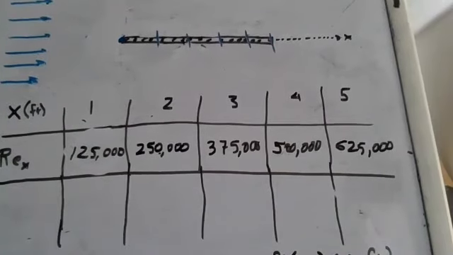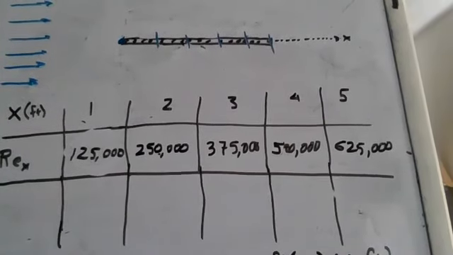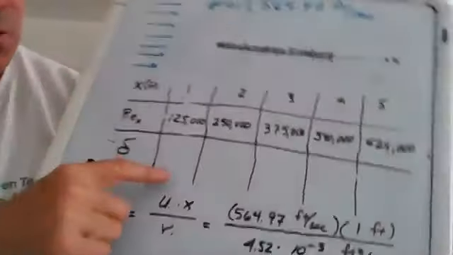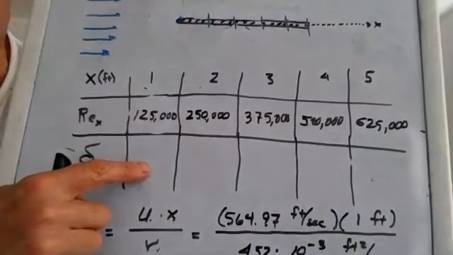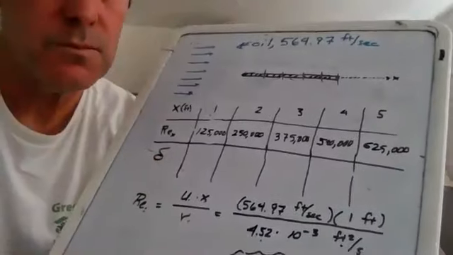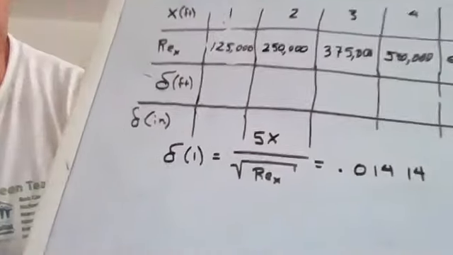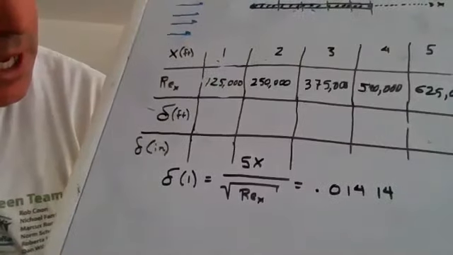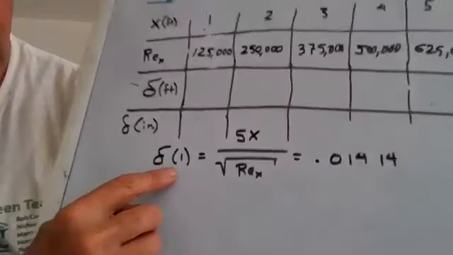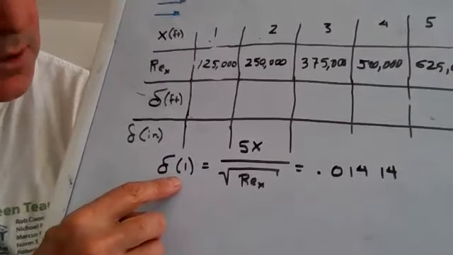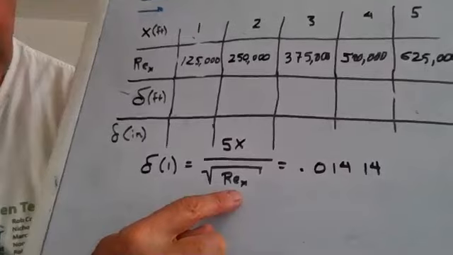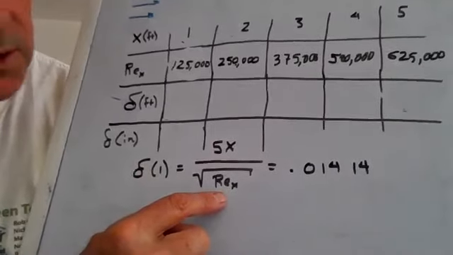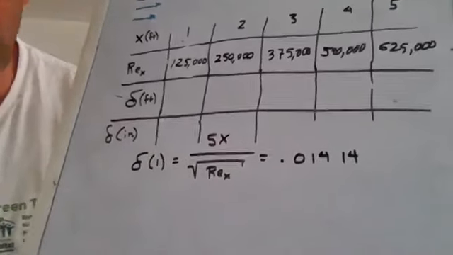The next thing we're interested in doing is getting the boundary layer thickness. So why don't you go ahead and pause the video, and once again, work out the boundary layer thickness for x equals 1. All right, I got a very, very small boundary layer thickness, okay? And here's the math. There are 2 different boundary layer thickness formulas. Since we always have the Reynolds number calculated, the 5x over the square root of Reynolds number is the most convenient one to do, and I got 0.01414.